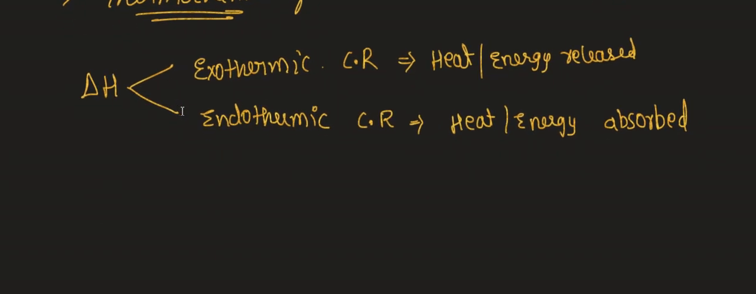Now, how do we find out just by seeing the chemical reaction whether it is exo or endo? For exothermic, the delta H value will be negative. For endothermic, the delta H value will be positive. Clear till here? Moving on to the next part, how to identify.